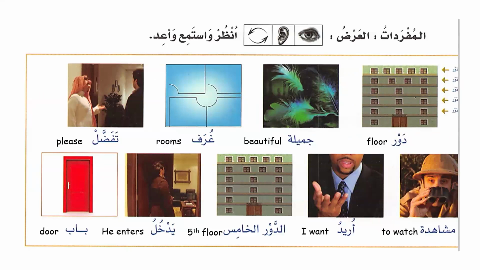المفردات, the vocab. الأرض, انظر واستمع وأعد. Now we can see over here that we have the vocab دور, floor, جميلة, beautiful, غرف, rooms, the plural of غرفة. غرفة, 1 room, and غرف, rooms. تفضل, please. مشاهدة, to watch. أريد, I want. الدور الخامس, 5th floor. يدخل, he enters. And باب, a door.